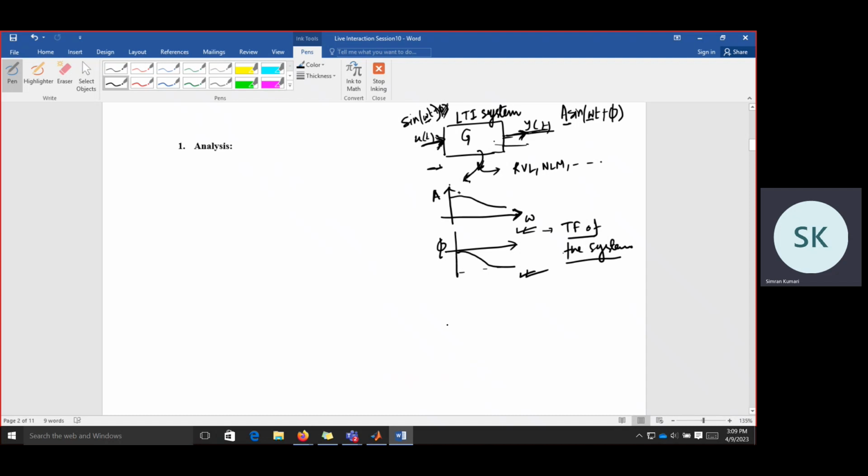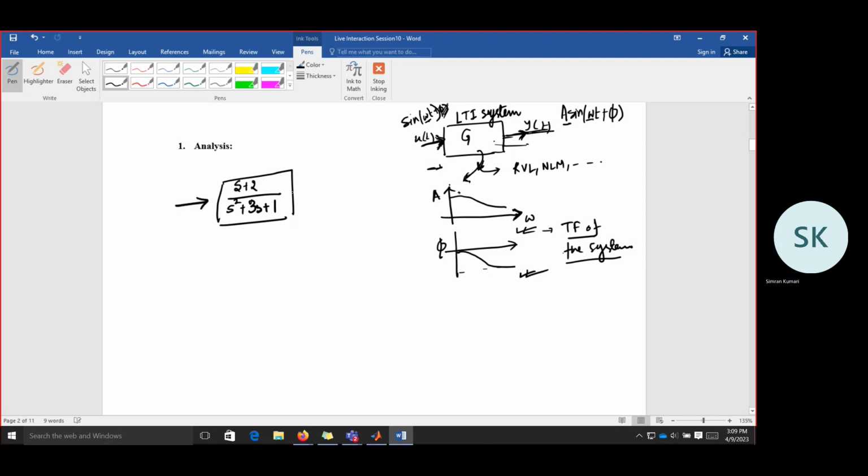So this is what has been discussed in week 10. And apart from this, we saw the effect of right half plane zero. Up to now, the systems that we have studied are stable. So suppose the system is (s plus 2) over (s square plus 3s plus 1). Input u(t) is provided to the system and you get some output y(t).